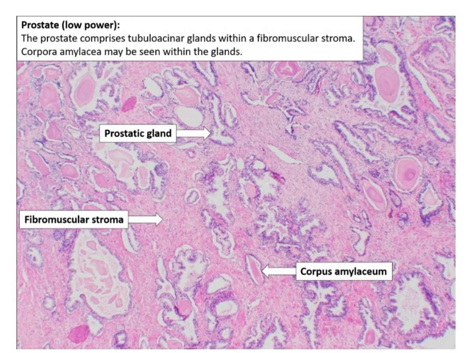This is the low power view of the normal prostate gland. Here we can see the prostatic glands, which are tubulo-alveolar glands, separated by fibromuscular stroma, which contains smooth muscle fibers and collagen fibers. Apart from that, inside the glands we can see the presence of eosinophilic secretions called corpora amylacea.